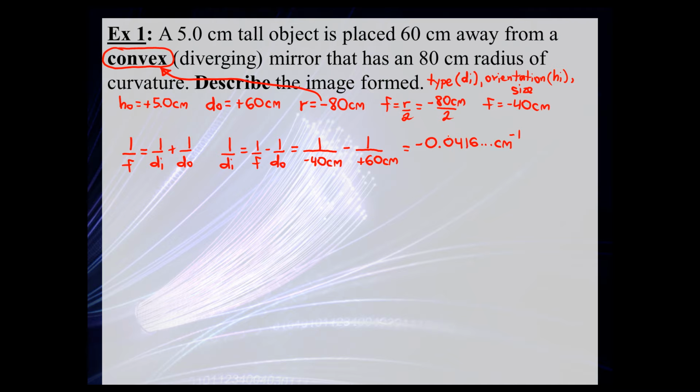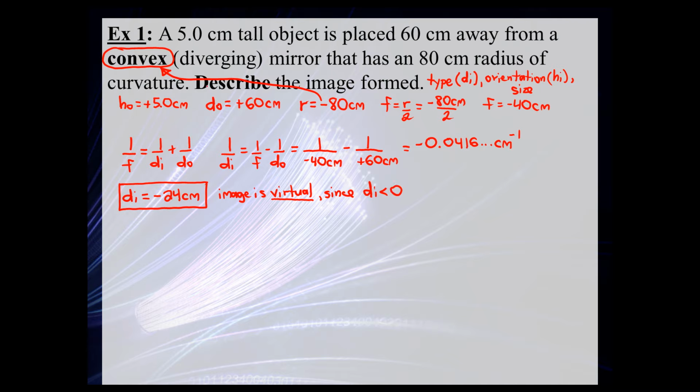Well, to figure out what di is, now we just need to invert this number. So let's go 1 divided by that number to calculate the correct value of di. And when you do that, you should get a really nice whole number. So di would then be equal to negative 24 centimeters. And I could provide a quick justification here. I could say image is virtual since di is a number that is less than 0.